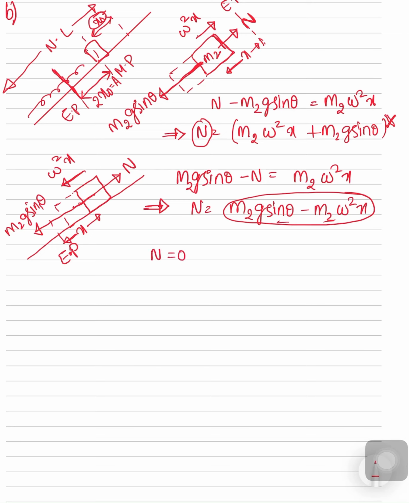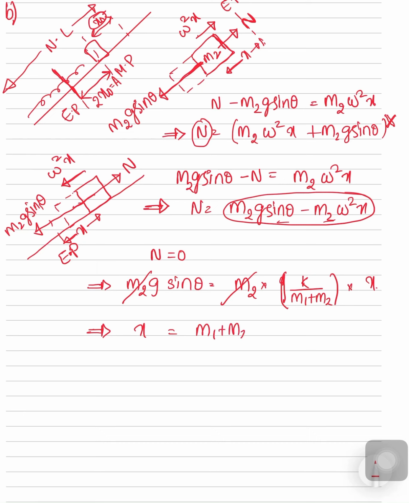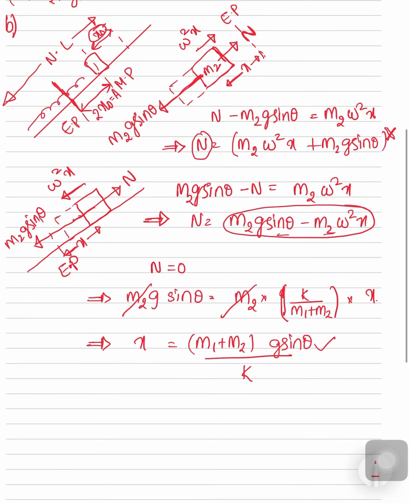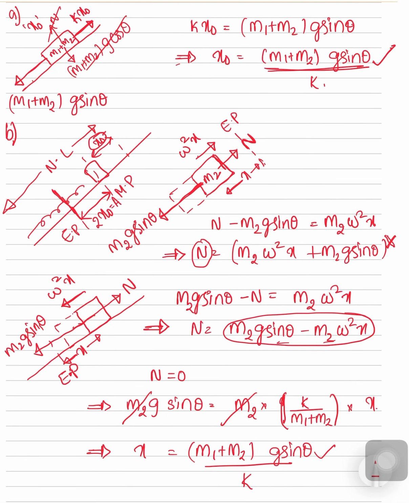Now take N equal to 0, which implies you will be having m2g sin theta equal to m2 into omega square into x. Omega for spring block system will be equal to root k by m, so omega square will be equal to k by m. Here m is m1 plus m2 as both the blocks are oscillating together. This m2 will get cancelled out, so x will be equal to (m1 plus m2) g sin theta divided by k. If you see, this value is nothing but equal to this x0 value.